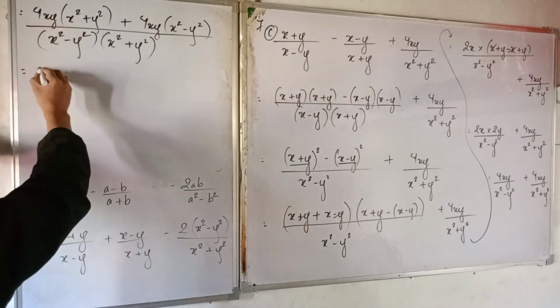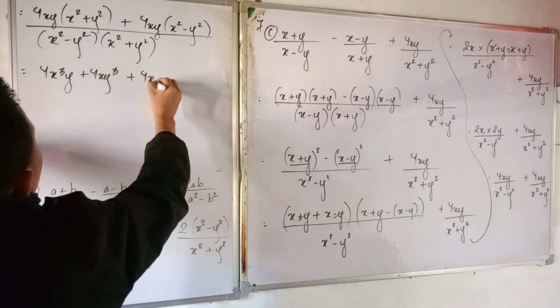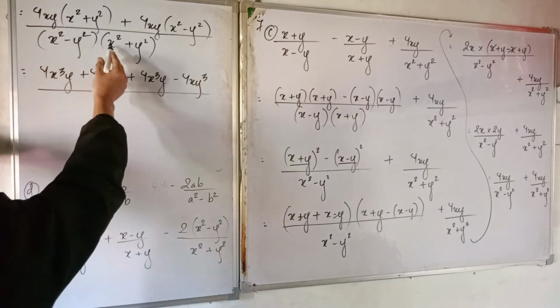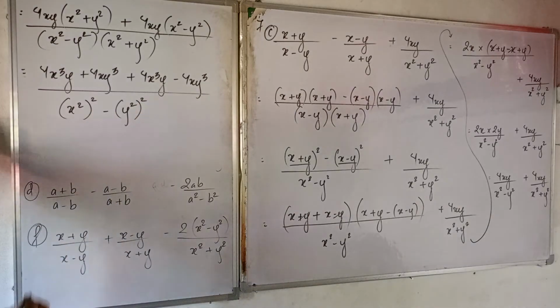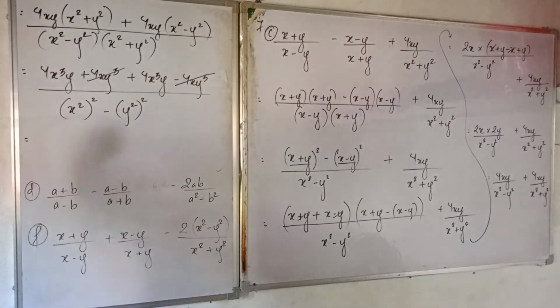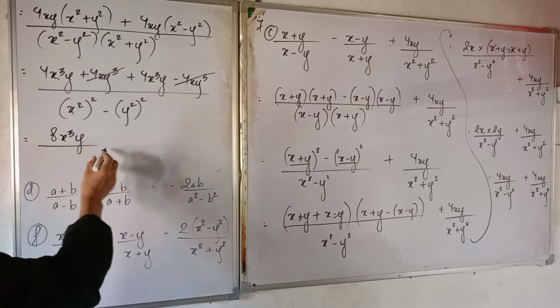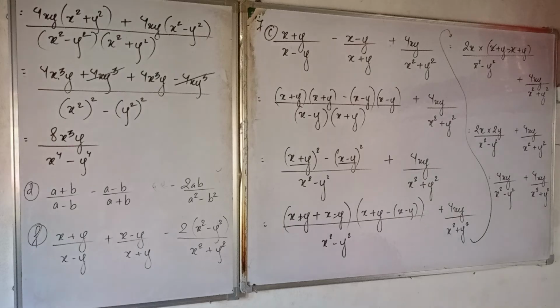Now you simplify that. This becomes 4x cube y plus 4x y cube plus 4x cube y minus 4x y cube divided by x square minus y square, x square plus y square. This becomes x square whole square minus y square whole square, a square minus b square. Now if things can be cancelled, you just cancel 4x y cube, 4x y cube. Now these like terms can be added. 4 plus 4, 8 x cube y divided by x power 4 minus y power 4. This is the answer. So if you have finished this, now let's move on to the number 7D.